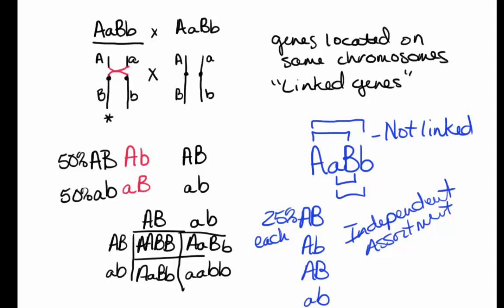So depending on how often crossing over occurs, we get different percentages of the various gametes. So that will affect the results of our crosses. It will affect those probabilities that we get of the different offspring.